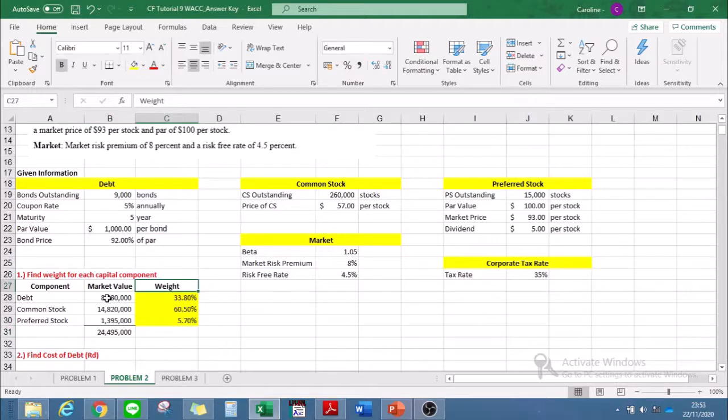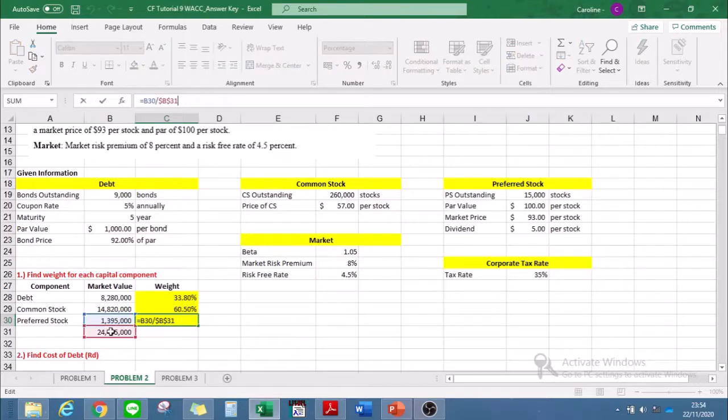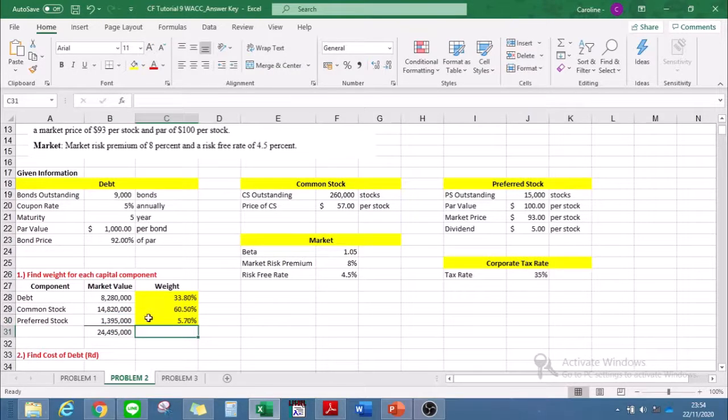And how to find the weight? You just need to divide each of these sources of the fund by the total market value of the firm's capital. So for the debt, you divide this number by this number, and for the common stock weight, you divide this number by this number, and for the preferred stock, you divide this number by this number. Okay, so now you have already found the weight for each source of the fund.